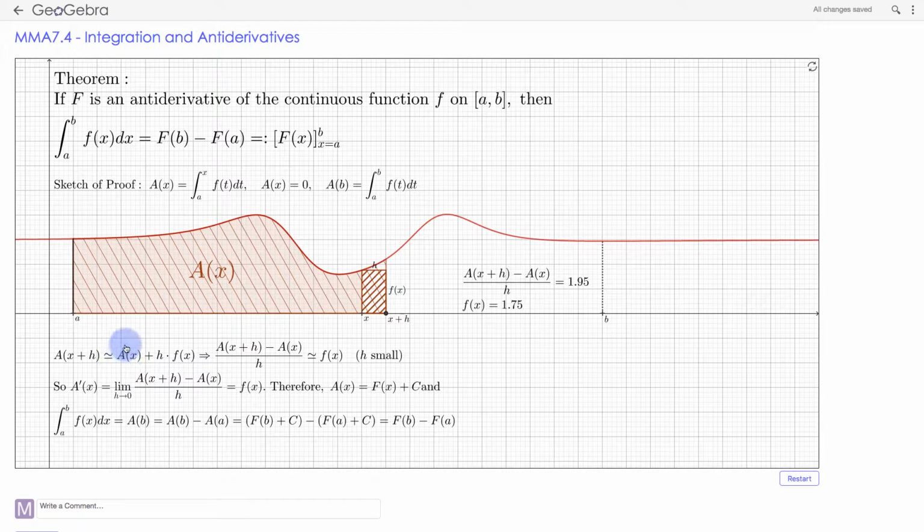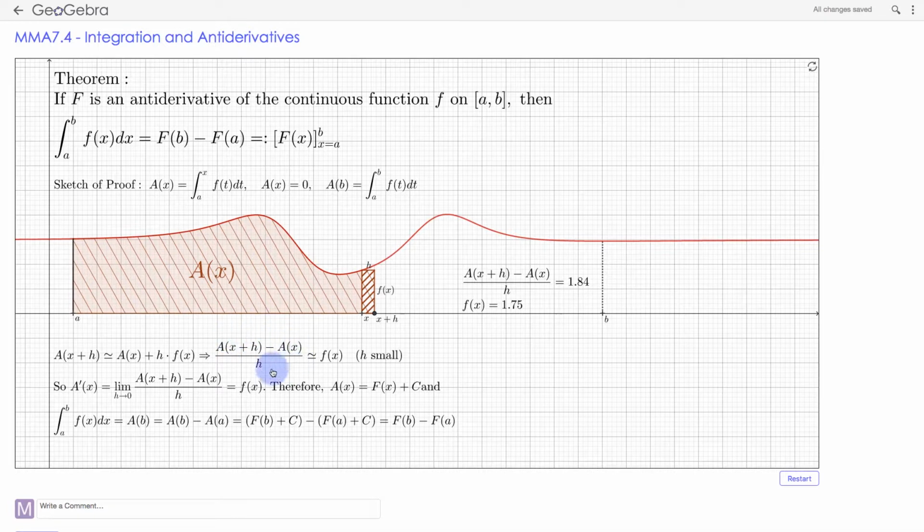So if we subtract A of x on both sides and divide by h, then we see that A of x plus h minus A of x divided by h will be close to f of x, right? If this is almost equal to this, we can just isolate our f of x in this expression, and then we will have an almost identity here. And of course, this becomes increasingly wrong as h grows, but it becomes increasingly true as h shrinks, right? The difference between this rectangle and the actual area gets smaller and smaller, right?